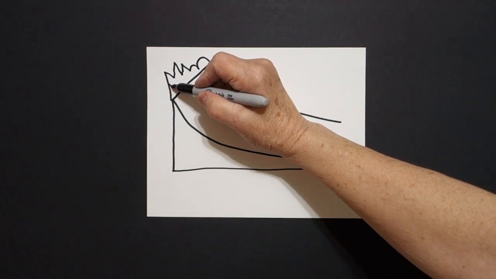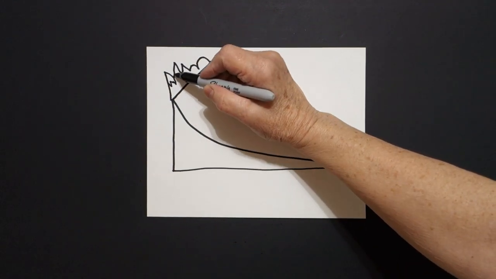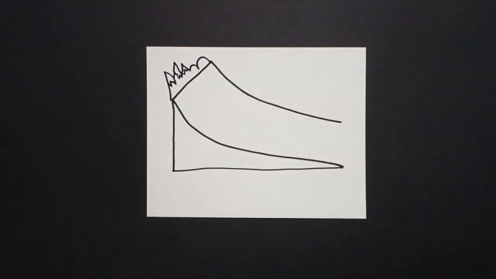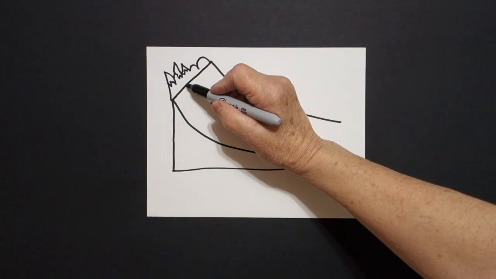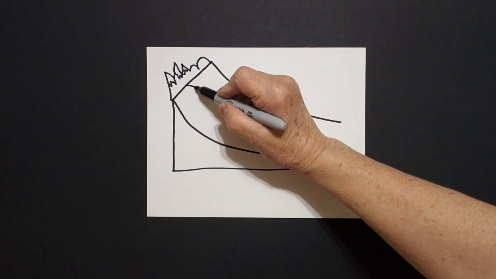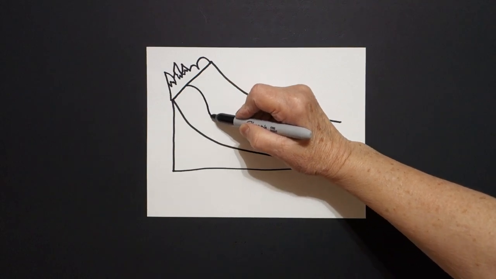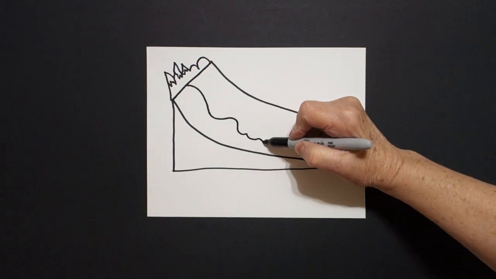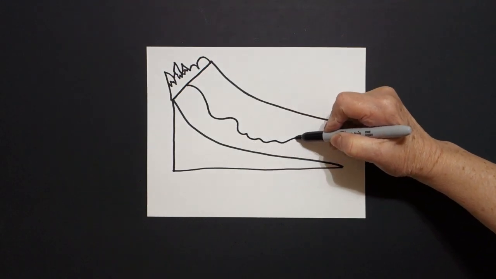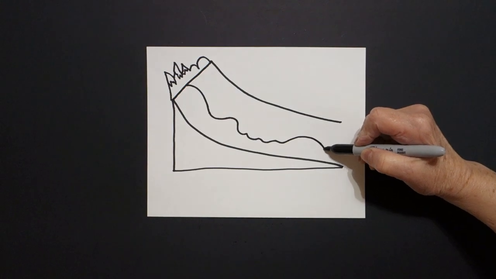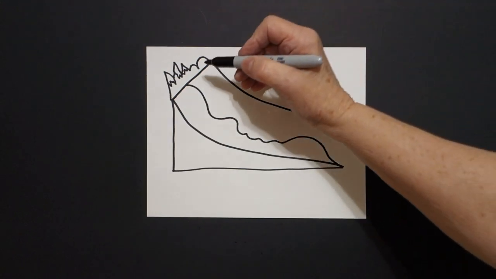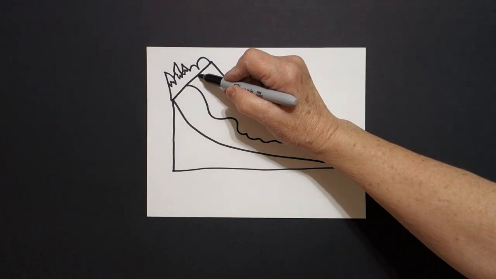Come inside this space and just go zigzag, zigzag, zigzag. And starting right here in the middle, we're going to draw a curve line down, up, down, down, down, keep going, curve line up, and connect.